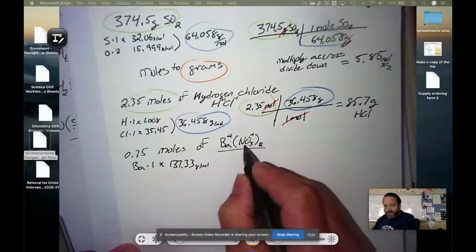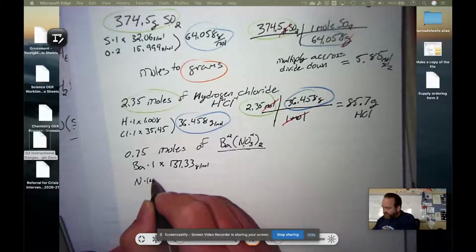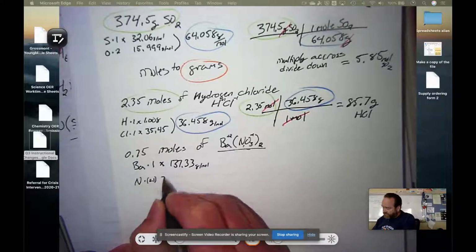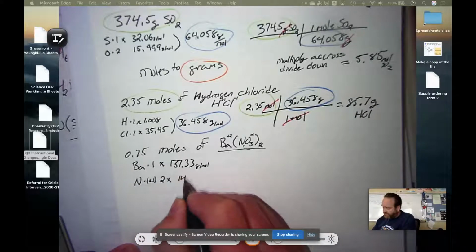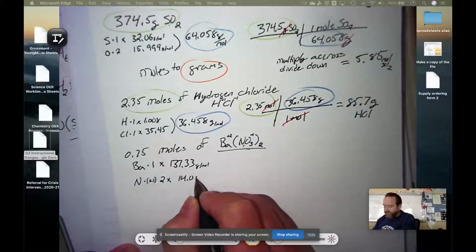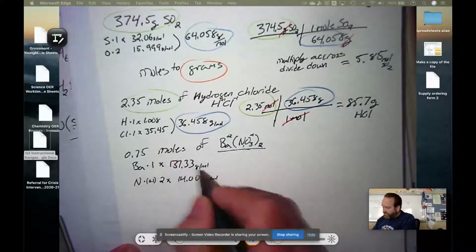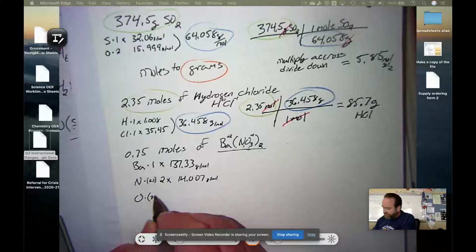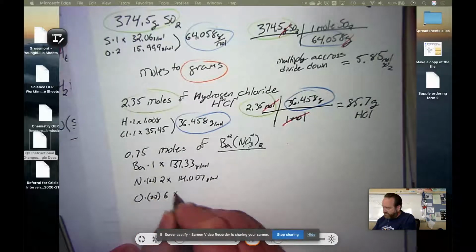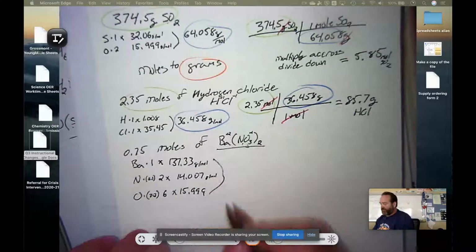Remember I've got to multiply everything inside here. So 2 times 1, I've got a nitrogen. 2 times 1. So I've got 2 times, the nitrogen comes out to 14.007. And then I've got the oxygens 3 times 2 for a total of 6. Figure this all out.